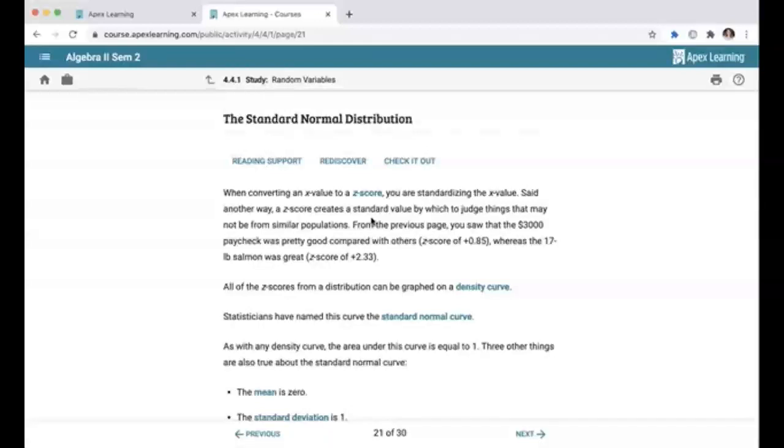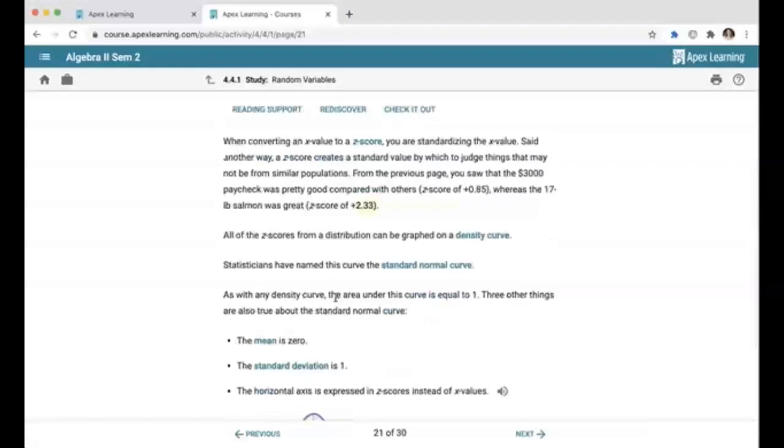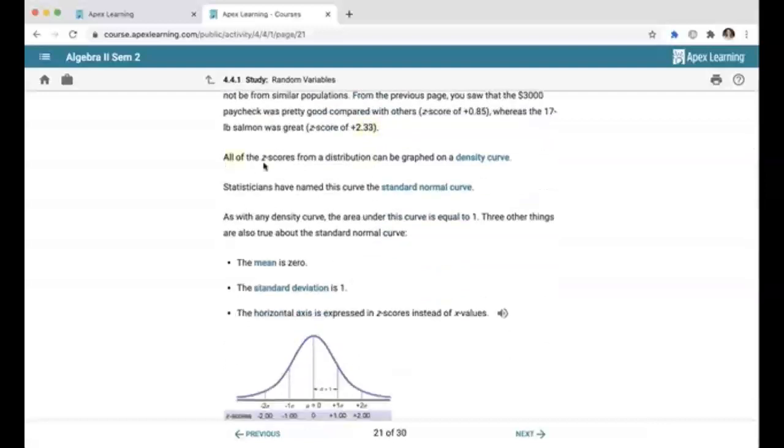But another way of looking at this is that it creates a standard value by which to judge things that may not be from similar populations. For example, when we looked at our $3,000 paycheck versus our 17-pound salmon, we were slightly above our average in pay, but we caught a gigantic fish because it was almost 2.5 standard deviations away.